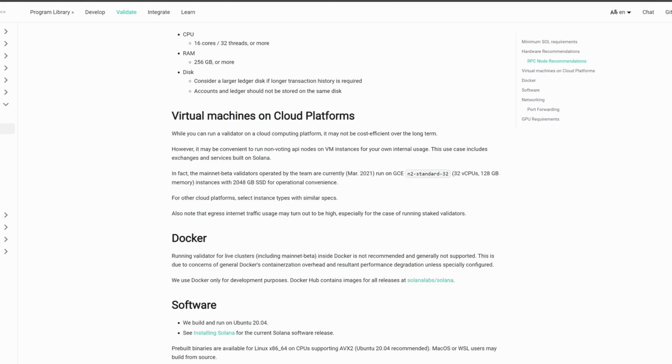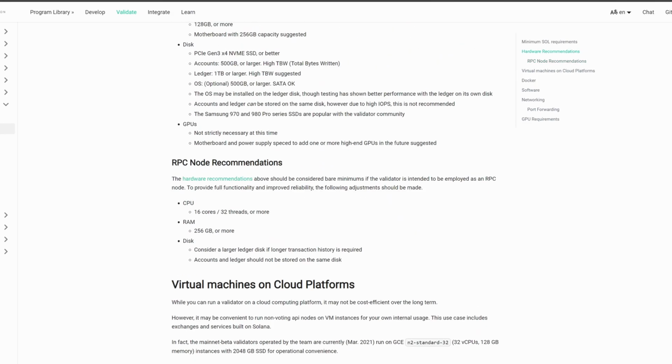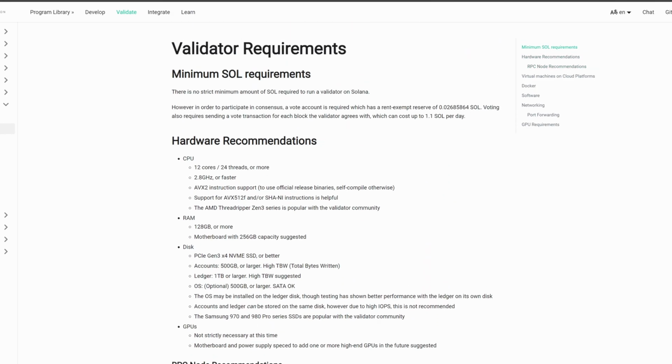If the only cost of running a Solana validator was the hardware, while these requirements are very high, it may be forgivable. However, that is not the only requirement. If we scroll back up, we can see that in addition to these hardware requirements, the validator must pay the vote transaction cost, which can add up to around 1.1 SOL per day. This fact alone raises the cost of running a Solana validator to hundreds of dollars per day.